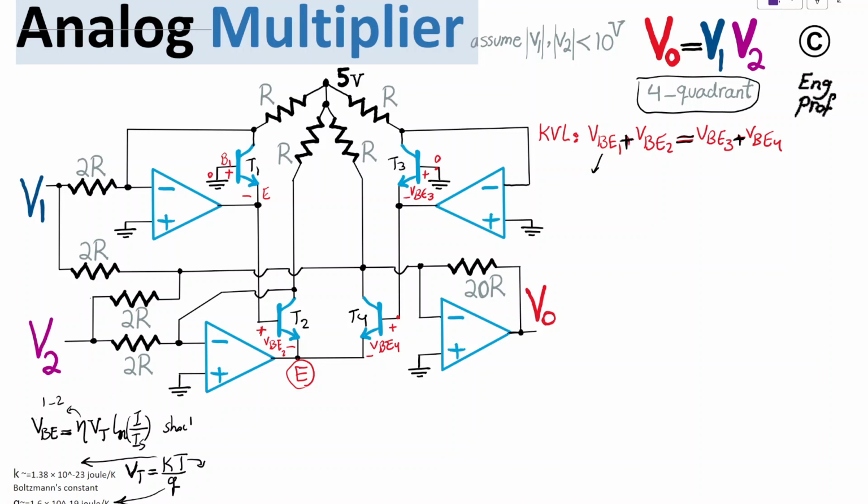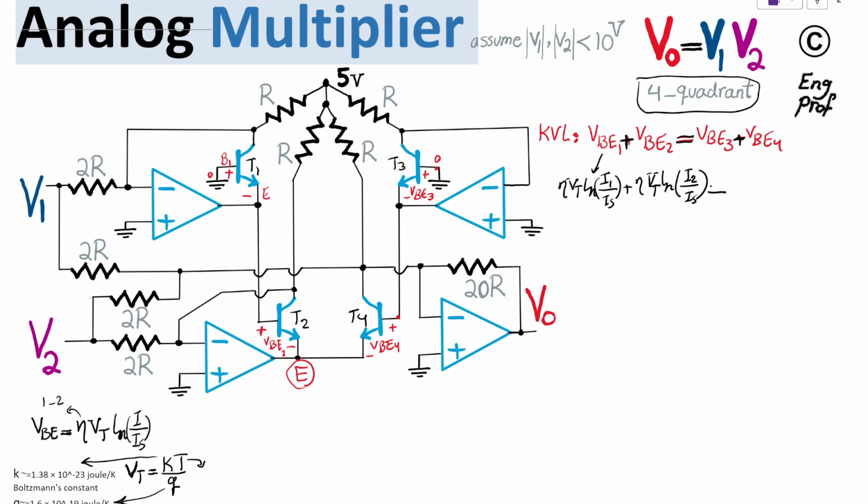So using the Shockley equation, I'm going to substitute, and then I am going to get eta Vt times the natural logarithm of the current of transistor 1 divided by the saturation current, plus again eta Vt and the natural logarithm of the current of transistor 2 divided by the saturation current. And remember, transistor T1 is here, T2 is here. So I am following those 2 transistors.